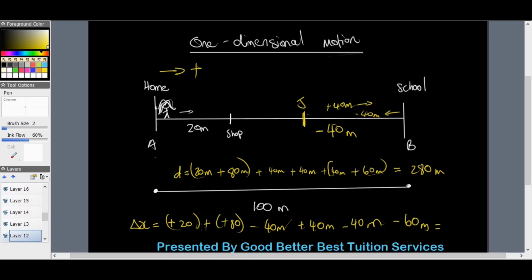So you must work this out. Positive 20 plus positive 80 minus 40 plus 40 minus 40 minus 60 gives you 0, because you've ended up back home. So your position hasn't changed. In other words, technically, your position hasn't changed relative to A, because you are back at your initial position.